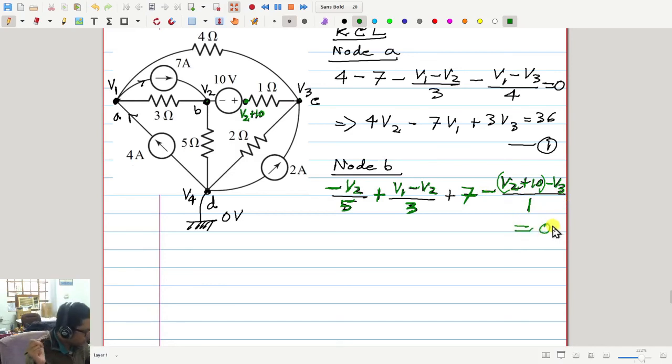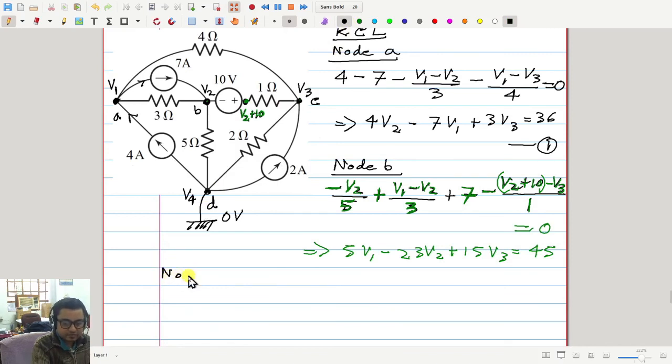If you simplify, you will get possibly something like 5V1 minus 23V2 plus 15V3 equal to 45. After that, let me consider node C. Now in this node C, there is a 2 ampere current coming in. Then through this 2 ohm resistance, how much current is going out? V3 by 2 is going out.